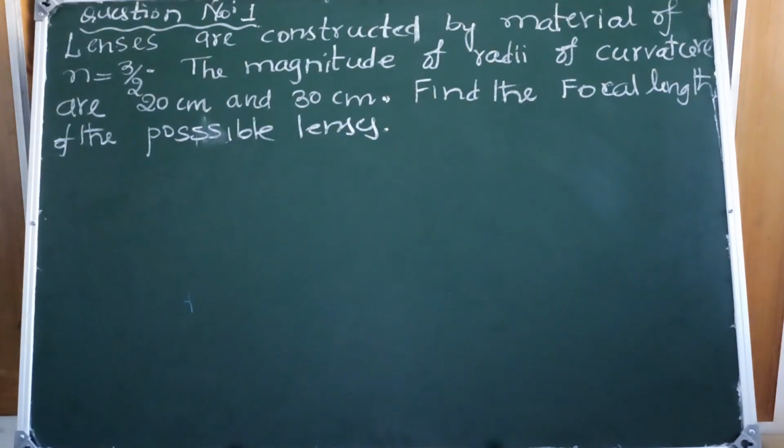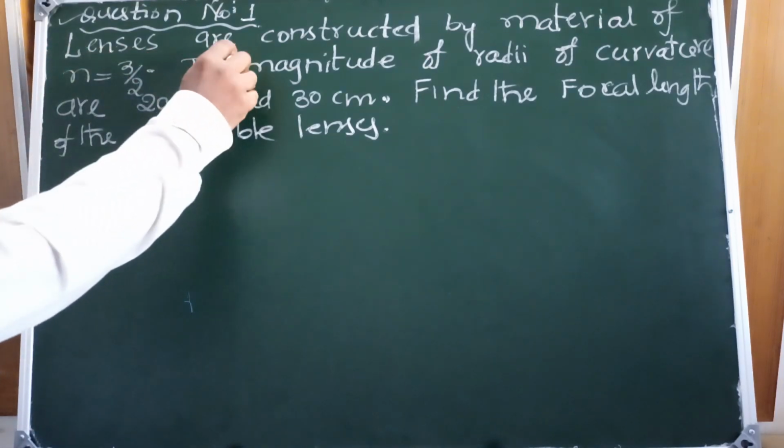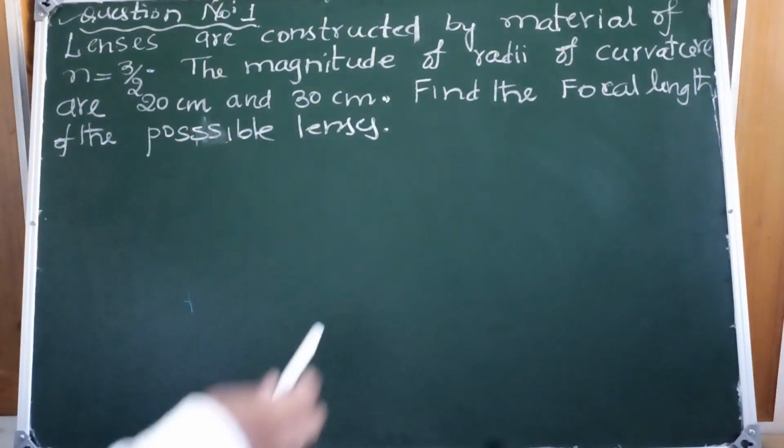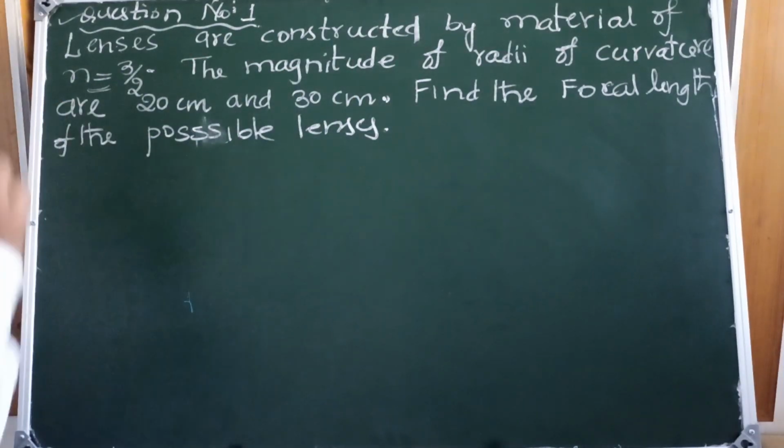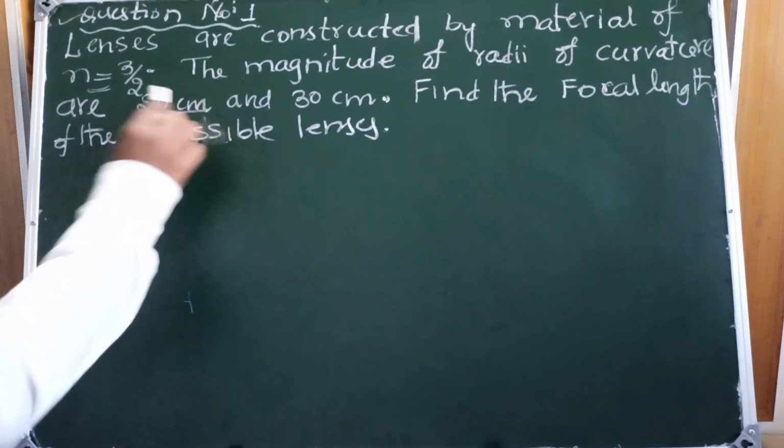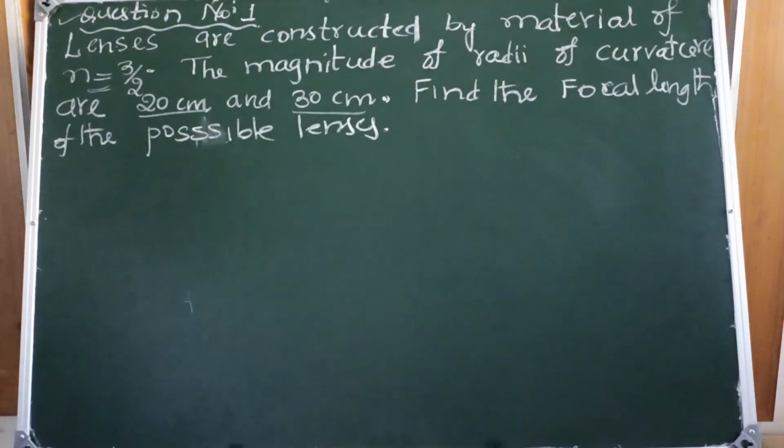Let us try to solve one question which is related to lenses, that is refraction through a spherical surface. Question: lenses are constructed by material of a refractive index n is equal to 3 by 2. The magnitude of radii of curvature are 20 centimeter and 30 centimeter. Find the focal length of the possible lenses.